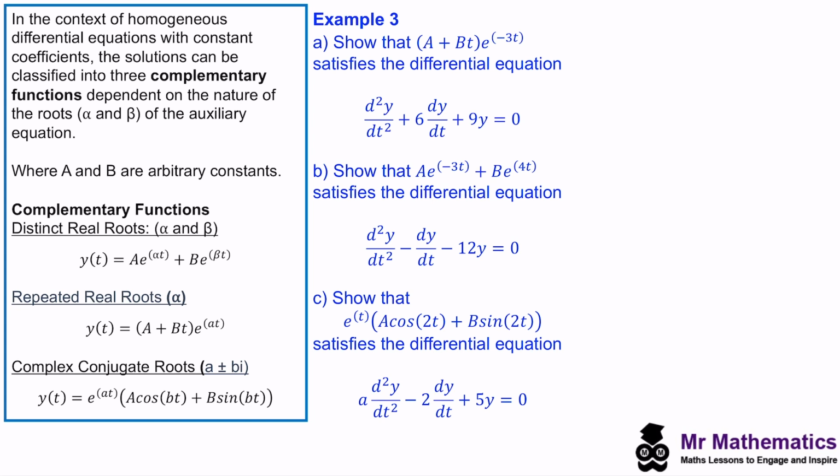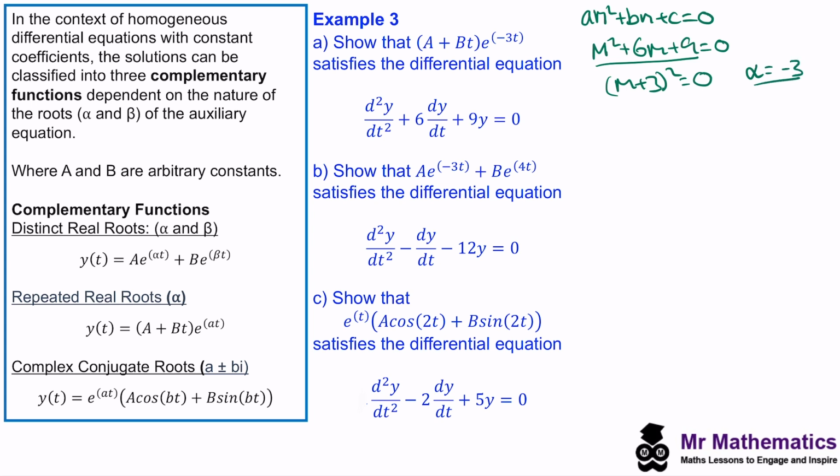So in question 3, we're going to work out each of these 3 equations, and hopefully this will give you a clear idea on how to find the correct complementary function. The auxiliary equation is am squared plus bm plus c equals 0. In question A, a is 1, b is 6, and c is 9. So we've got m squared plus 6m plus 9 equals 0. We can factor this, so we get m plus 3 squared equals 0. This gives us our root, alpha, which equals minus 3.